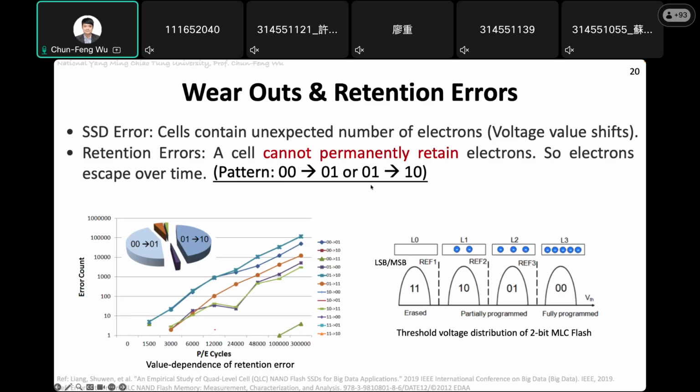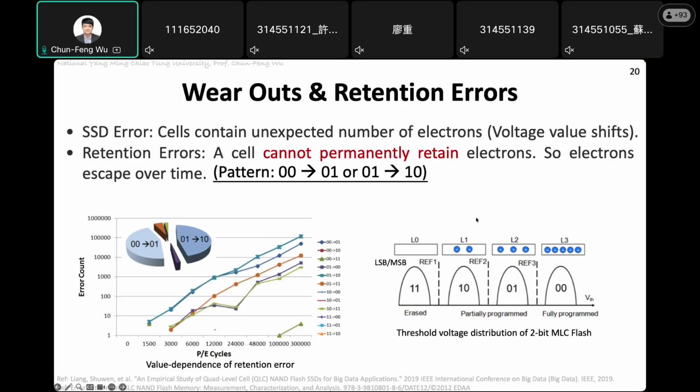So 00 to 01 means this is a 4 stage, and it dropped back to the 01 stage, which means some of the electrons inside the floating gate flee off, right? Because with retention error, usually we are talking about the dielectric becoming thinner, so it loses the capability to capture some electrons. So when the electrons run away, the state will become a lower state.